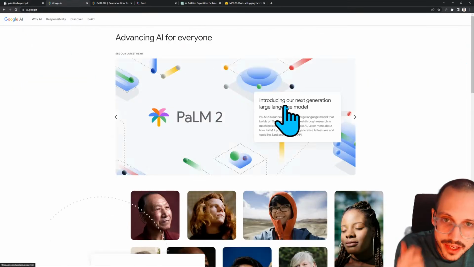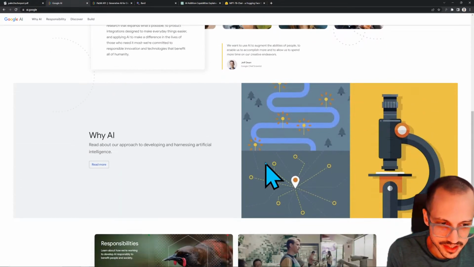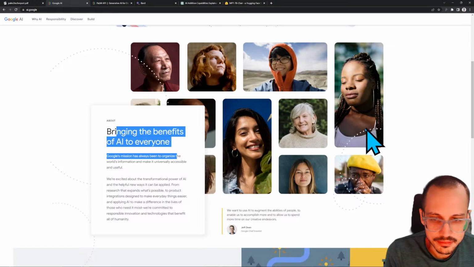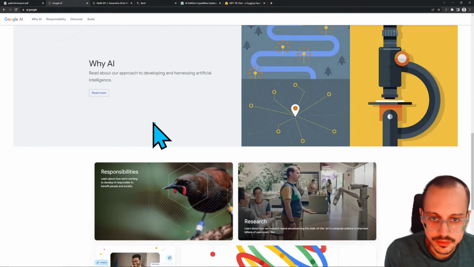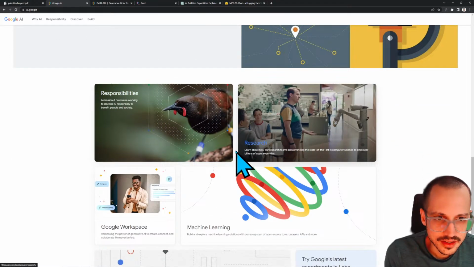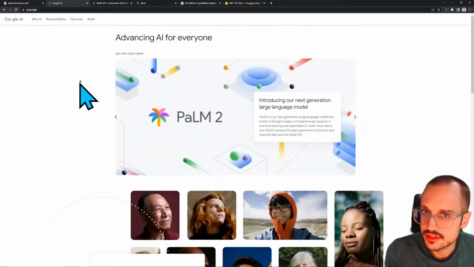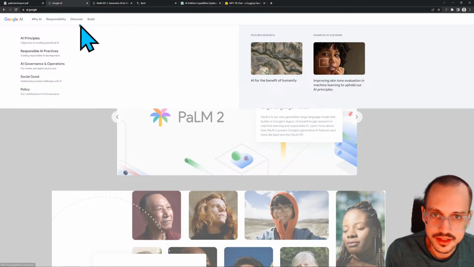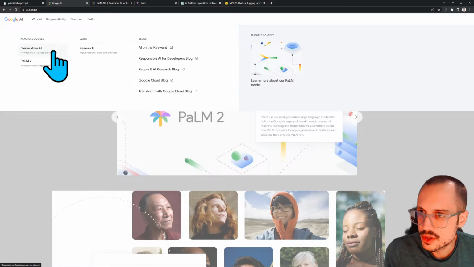Let's look at what... So Google has this new page where they put the PaLM 2, and of course they have all the different things. So, introducing benefits to everyone, blah, blah, blah. Why AI? This page is kind of nonsense. What about responsibility, social good, AI governance, policy? Okay, we don't really care about that. What about discover? Generative AI, PaLM 2, research.